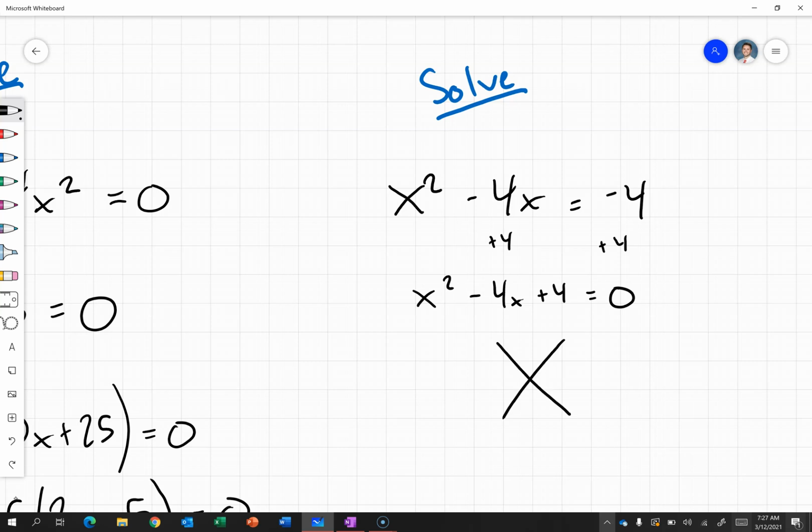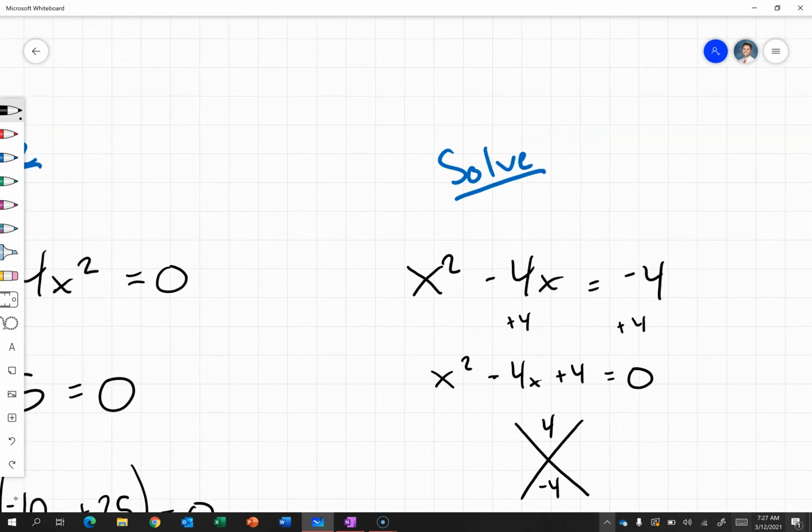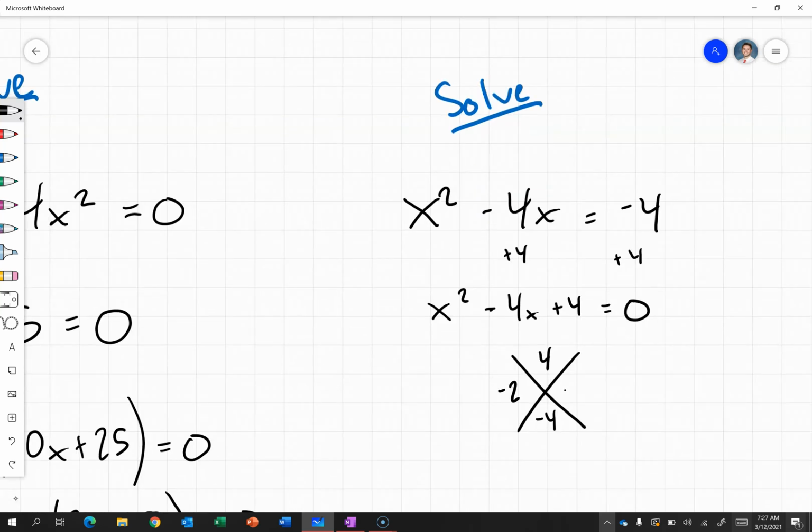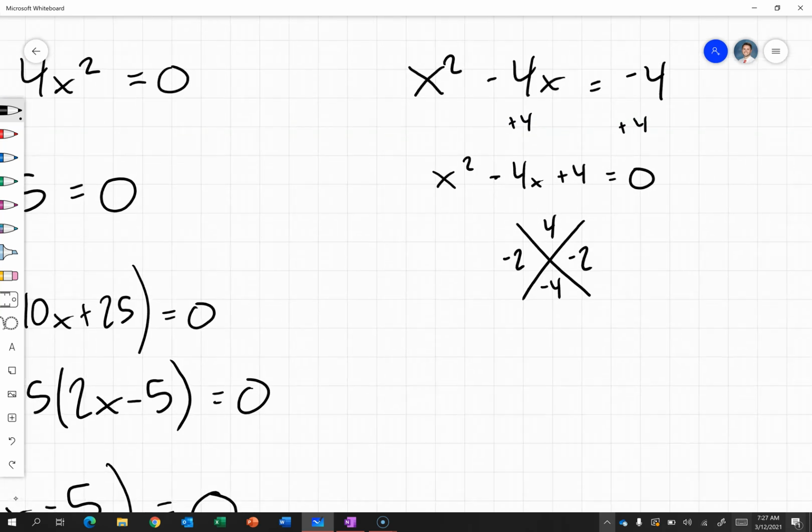So let's set up our diamond. AC here, 1 times 4 is 4. B is negative 4. So we need to find our two numbers that multiply to positive 4 and add to negative 4. That's going to be negative 2 and negative 2. So now we can write this out as x squared minus 2x. Again, for the second term, I'm going to write this as plus negative 2x plus 4.